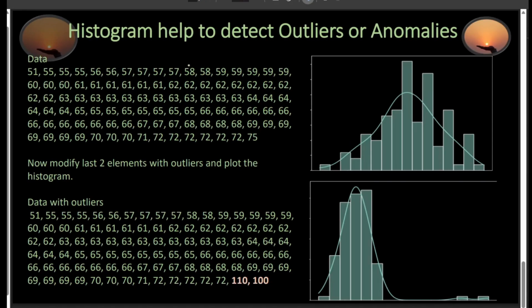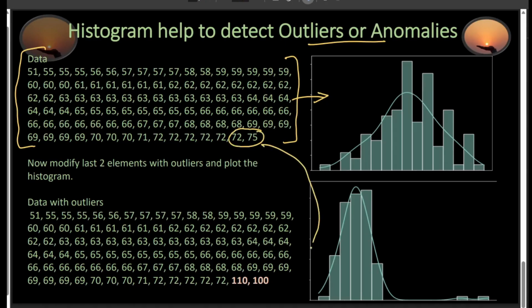Now histogram also helps you detect outliers or anomalies. Let's look at this data right here. I plot the histogram for this, and it looks like this. Now I introduce two outliers. I changed two numbers: I changed 72 and 75 and made them 110 and 100, just to show you.